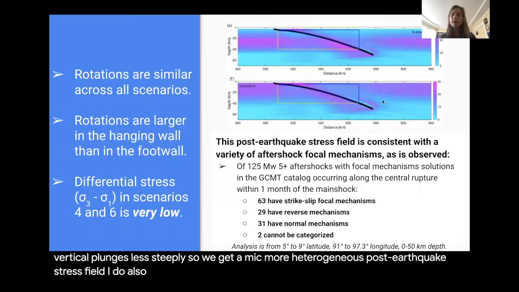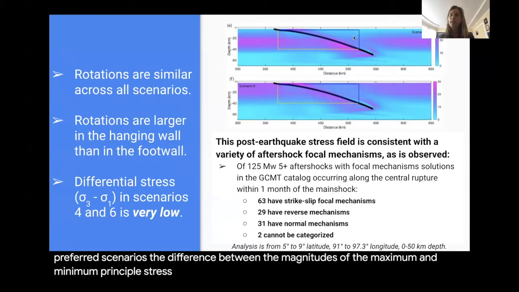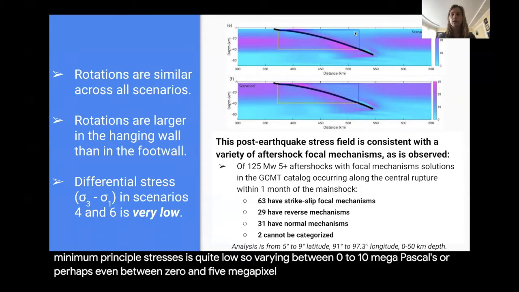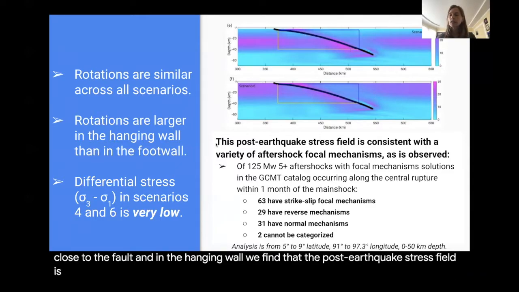I do also want to mention that in scenario 4 and scenario 6, which are our preferred scenarios, the difference between the magnitudes of the maximum and minimal principal stresses is quite low. So varying between 0 to 10 megapascals or perhaps even between 0 and 5 megapascals. Again, we're most interested in this area close to the fault and in the hanging wall. We find that the post-earthquake stress field is consistent with a variety of aftershock focal mechanisms, which are observed.